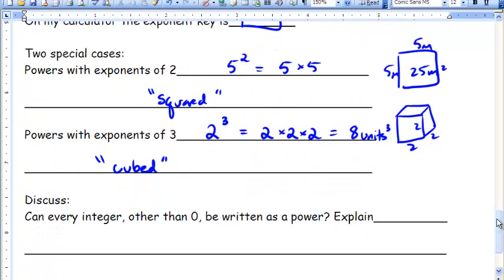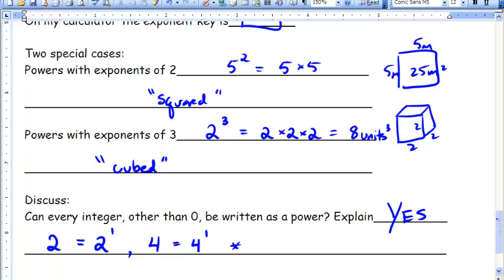All right, finally, can every integer other than 0 be written as a power? Explain? Yes. Every integer other than 0 can be written as a power. So what does that mean? Well, if I take 2, if I want to write this in power form, 2 to the exponent of 1 is still the exact same number. If an integer can't be broken down to repeated multiplication, it can be written as itself to an exponent of 1. Okay, we'll try one more. 4 can also be written as 4 to the exponent of 1.